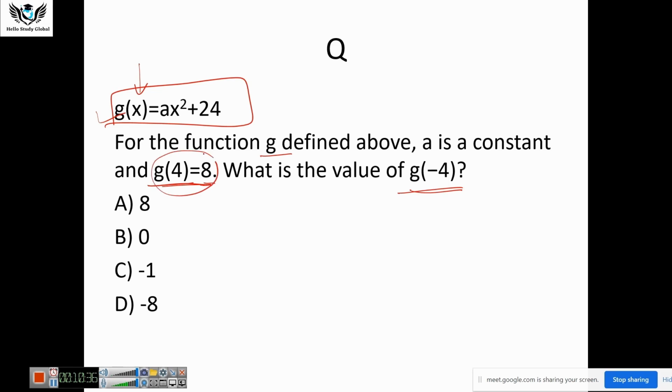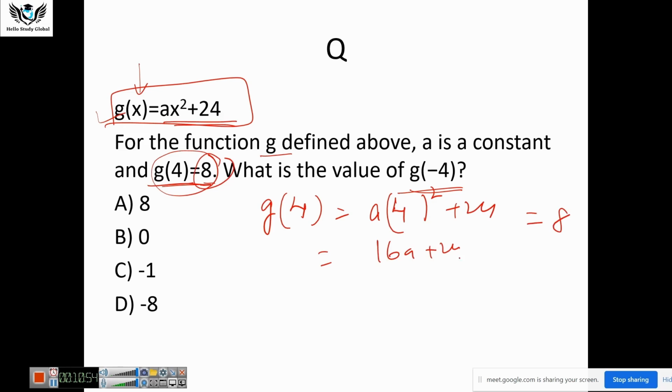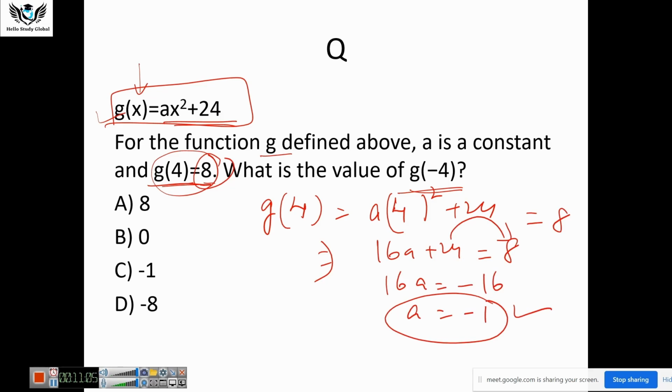So g(4) is given as 8, so g(x) is equal to this much. What would g(4) be equal to? Instead of x we'll put 4, so a into 4 square plus 24, and g(4) is given as 8, so this is equal to 8. So 4 square is 16, 16a plus 24 is equal to 8. That means 16a would be equal to, 24 goes to the other side, becomes minus 16. So a is equal to minus 1. So we know the value of a now.